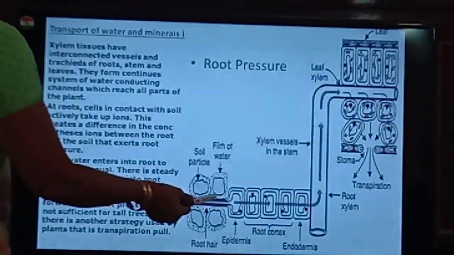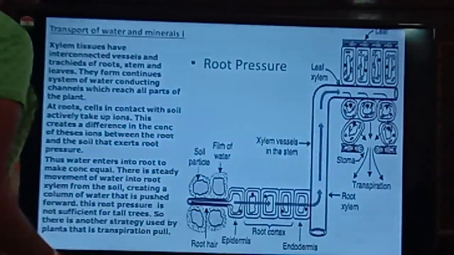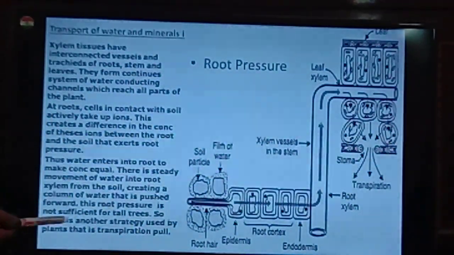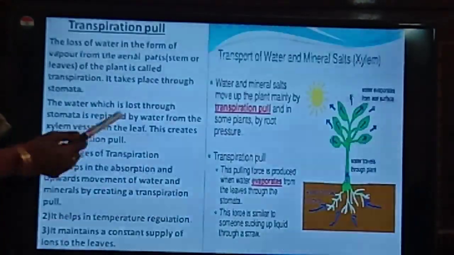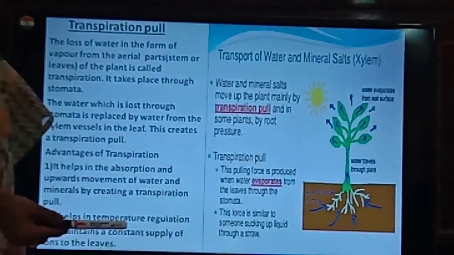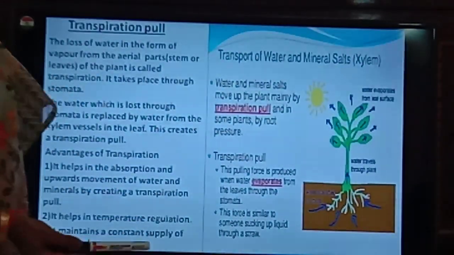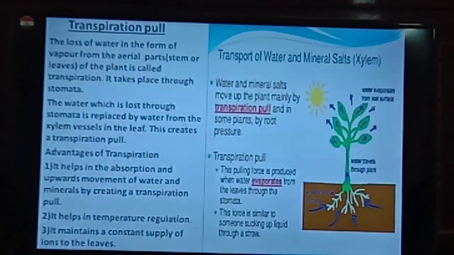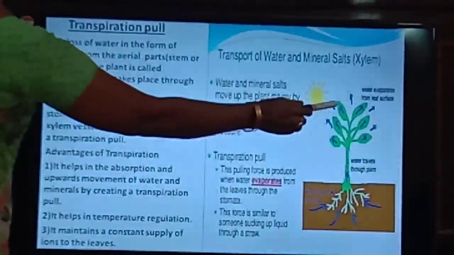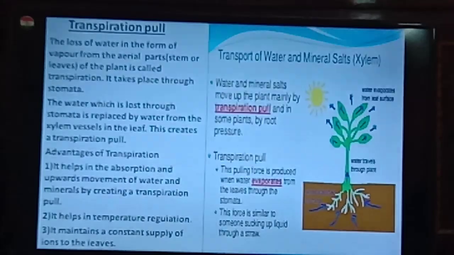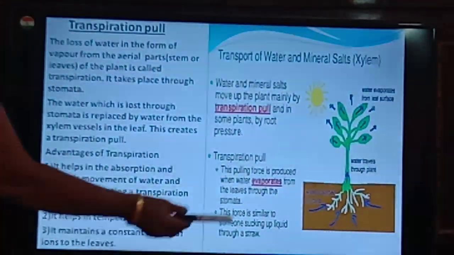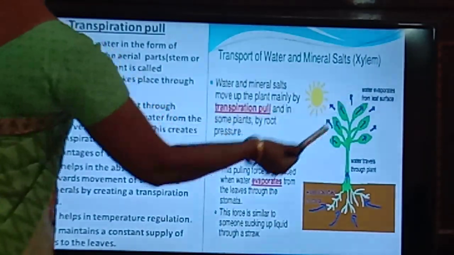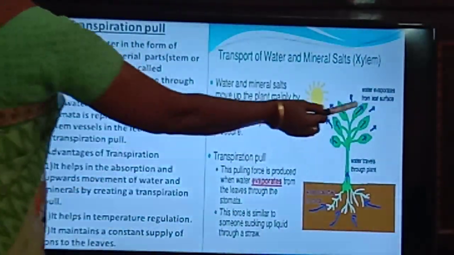So here the plant goes with another strategy, which we call transpiration pull. What is transpiration? You are all aware of that definition, isn't it? Transpiration is nothing but the loss of water in the form of vapor from the aerial parts like stem or leaves of the plant. And this transpiration takes place through the stomata present on the leaves.